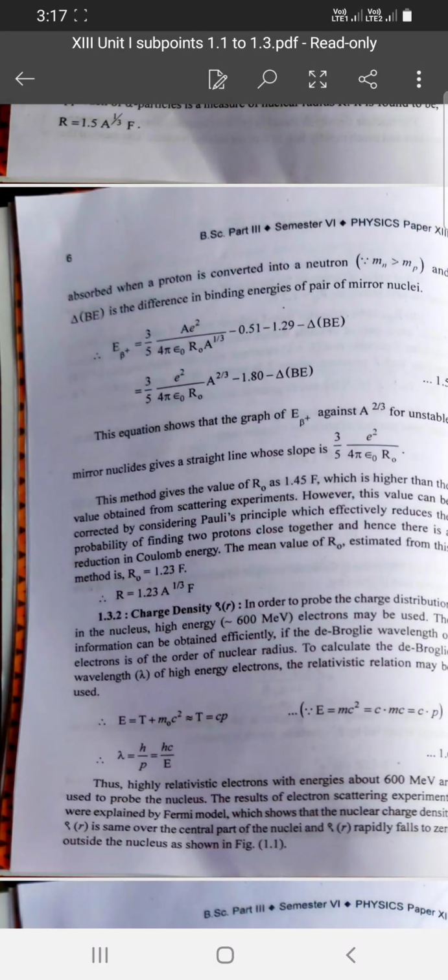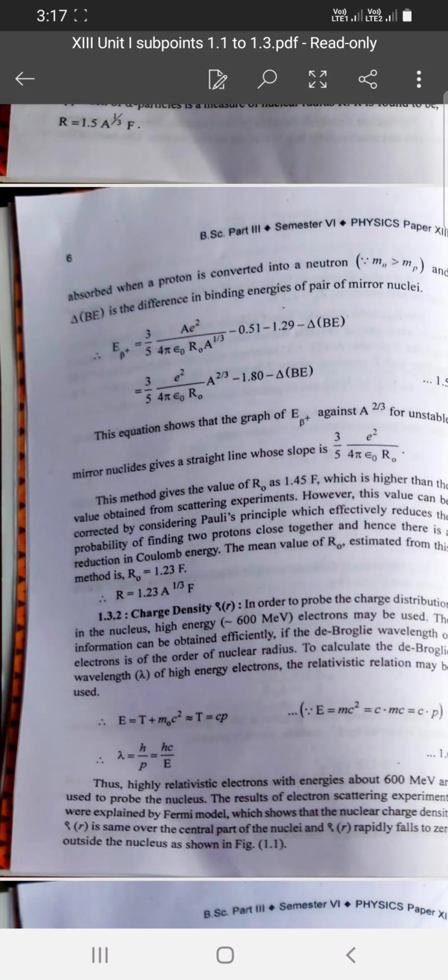Lambda equal to h cross upon p. Now charge density rho. In order to probe the charge distribution in the nucleus, high energy electrons of approximately 600 million electron volt may be used. The information is obtained if the de Broglie wavelength of the electrons is of the order of the nuclear radius, so calculate the de Broglie wavelength lambda of high energy electrons.